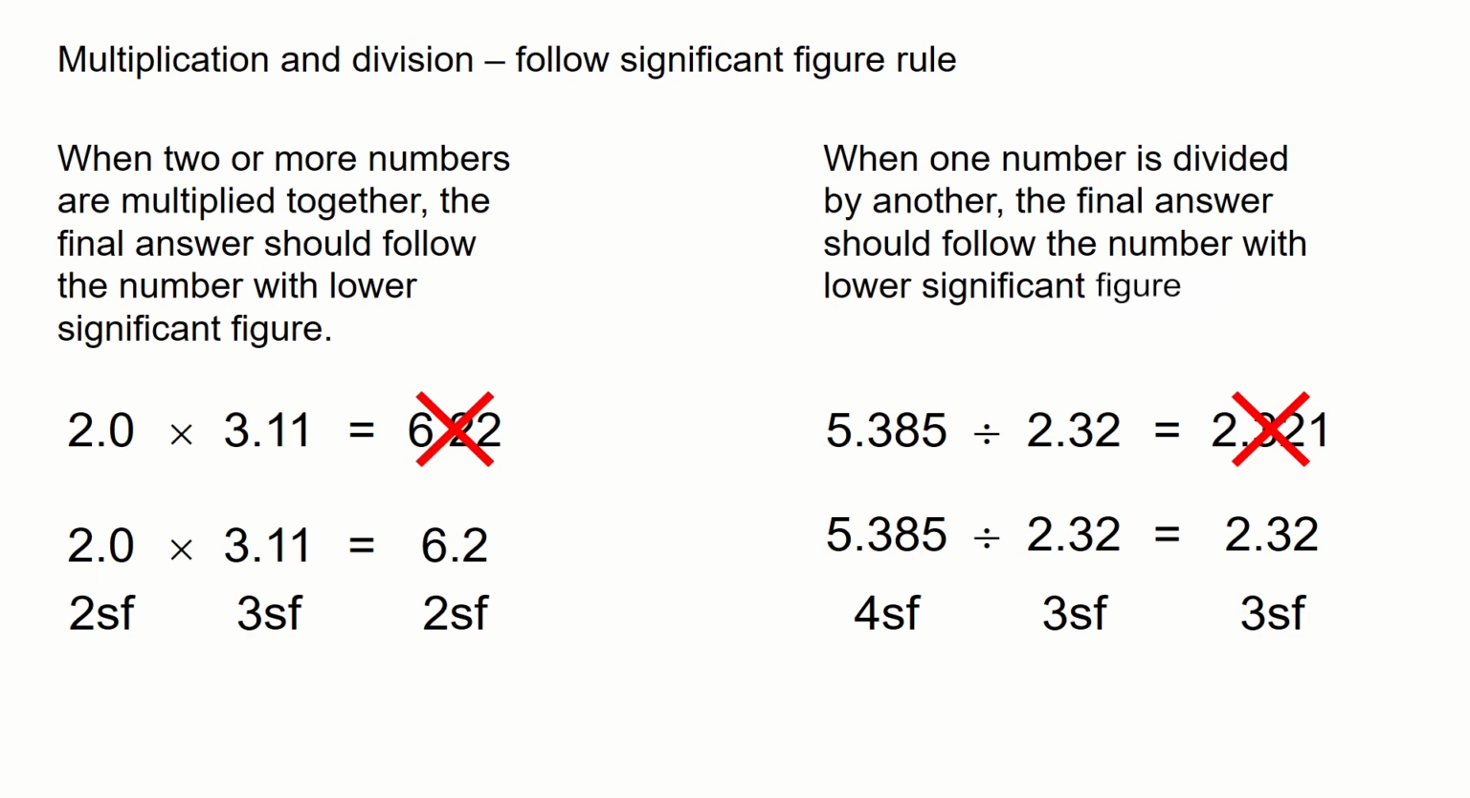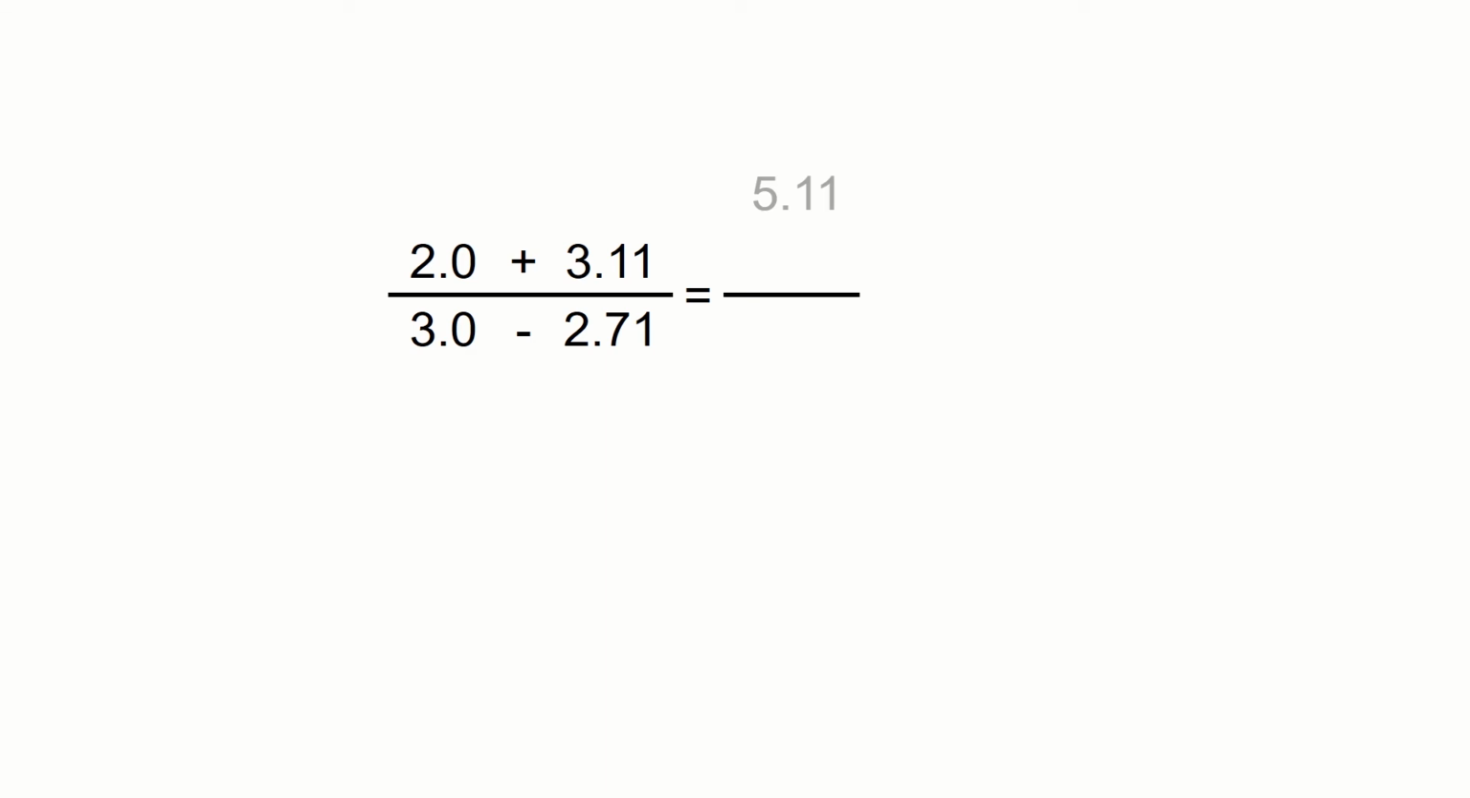Now let's try an example. The typical kind of example you'll face inside your practical. So you have 2.0 plus 3.11, and this whole expression is divided by 3.0 minus 2.71. So how do you process this? When you learn in mathematics, you're supposed to process the numerator and the denominator separately first. So 2.0 plus 3.11, when you press the calculator, you get 5.11.